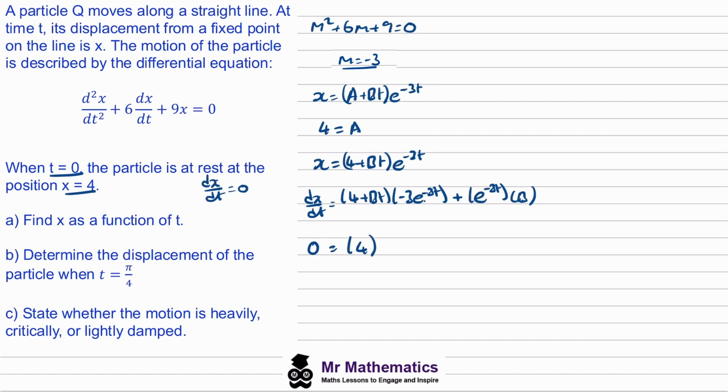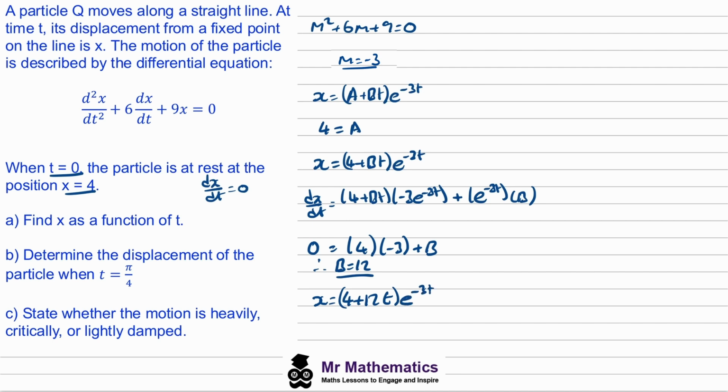E to the negative 3t will become 1, so we'll get negative 3. This term will become 1, so plus b. So therefore, b must equal 12. So the displacement as a function of time, we'll substitute in our known values. So we'll have 4 plus 12t multiplied by e to the negative 3t.